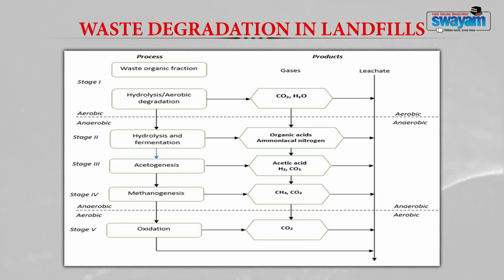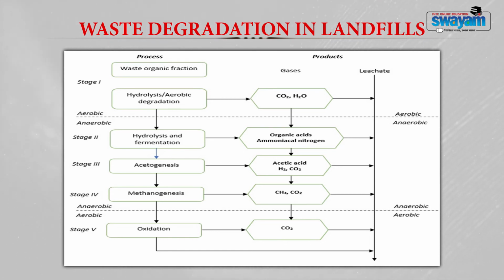Now, the anaerobic degradation again takes place in 3 different phases. One is hydrolysis and fermentation, the second is acetogenesis and the third is methanogenesis. In hydrolysis and fermentation, the waste undergoes anaerobic degradation and results in the formation of organic acids and ammoniacal nitrogen.